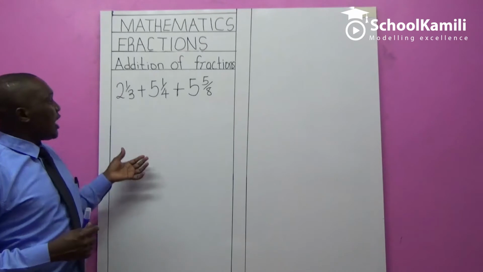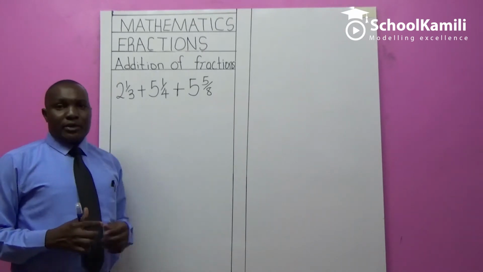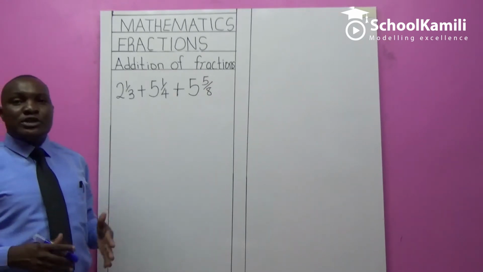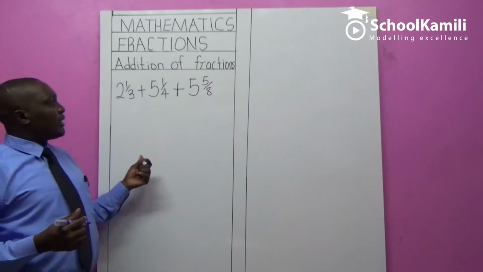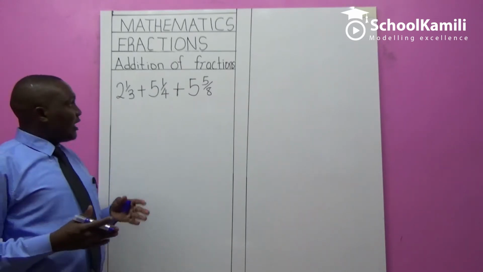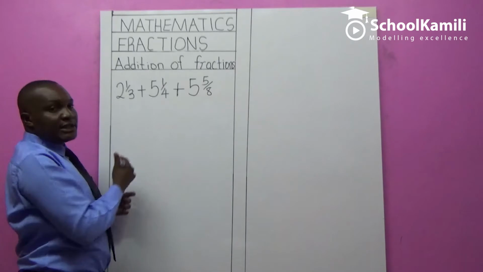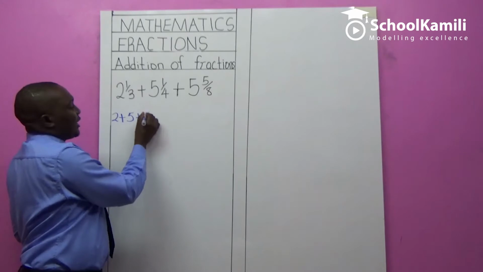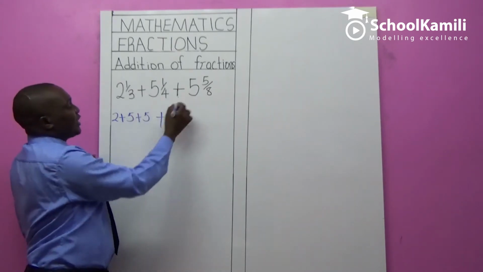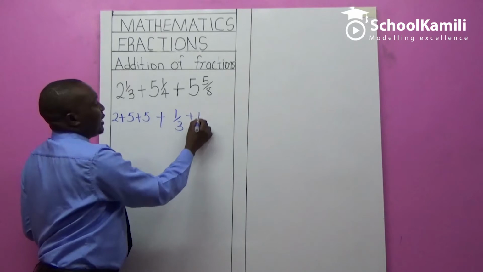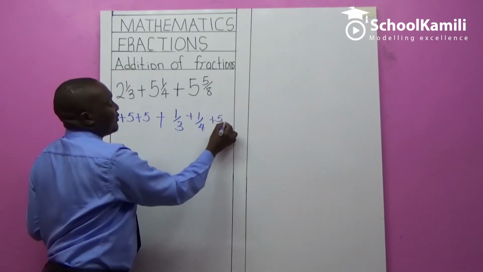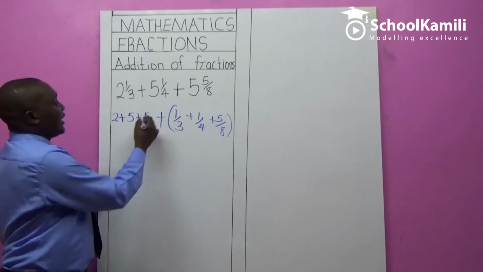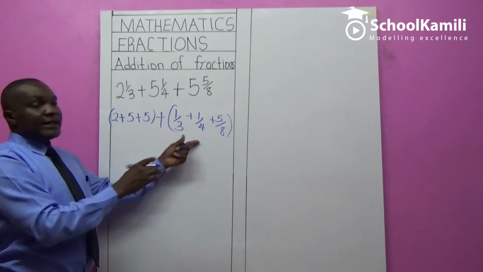What are you supposed to do as a pupil when you get such a question? Number one, first of all, add whole numbers and fractions separately. That means I take the whole numbers here, that is 2 plus 5 plus 5. Then I add fractions separately. I have 1/3 plus 1/4 plus 5 over 8. This is what you're supposed to do. Add fractions and also add whole numbers separately.